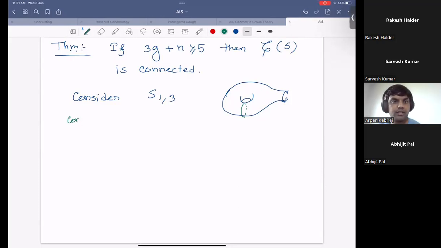Can you see the screen? No, sir. It's okay. There is a lag. Okay, let me just check.